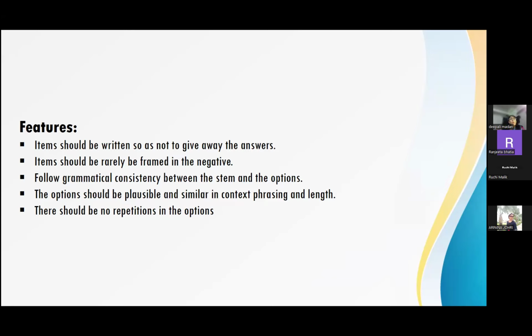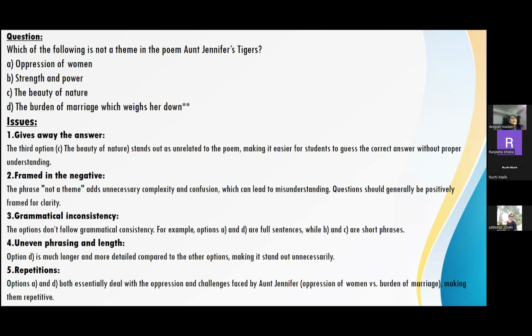And it is also very important that we take care that there should be only one correct option. Otherwise, the question will have no relevance. So there are some questions that I framed. Next slide. Now, which of the following is not a theme in the poem Aunt Jennifer's Tigers? Now, again, can you tell me the error in the question?